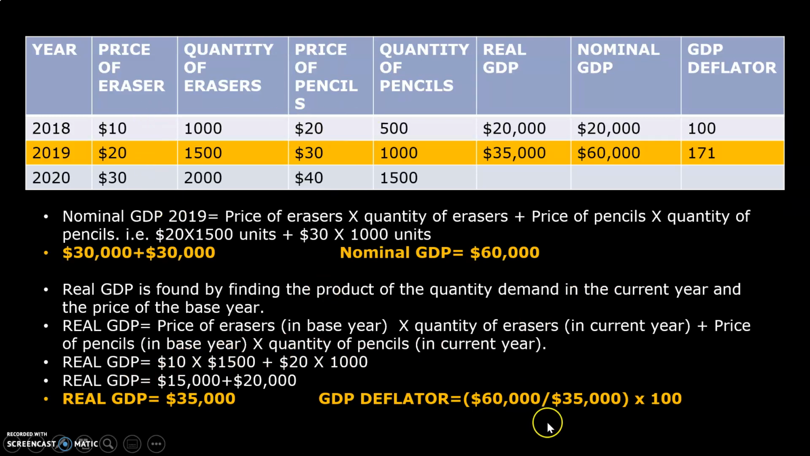And so, for us to know the percentage change in price, or if we want to calculate the GDP deflator, we'll divide the nominal GDP by the real GDP and multiply it by 100. So, the GDP deflator is 171. And if we subtract 100 from this, we'll get 71. So there was a 71% price increase.